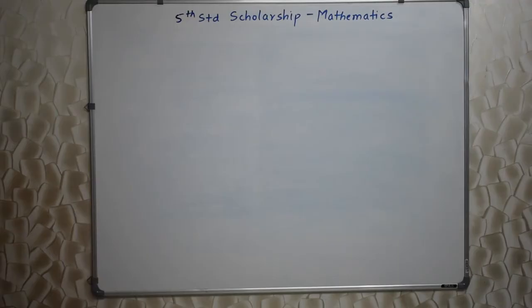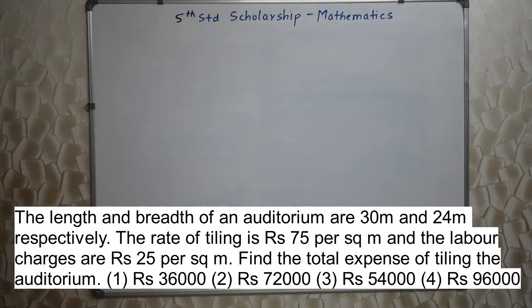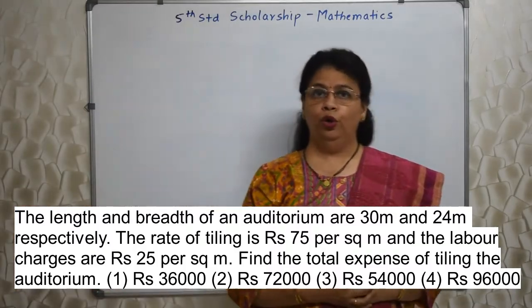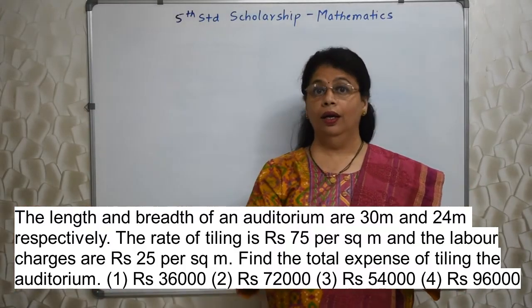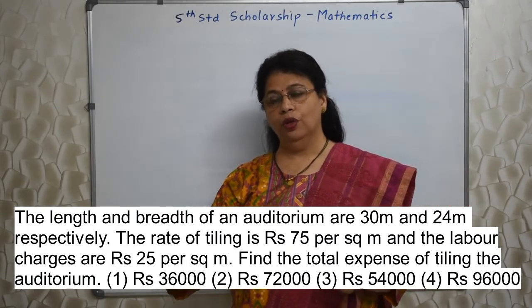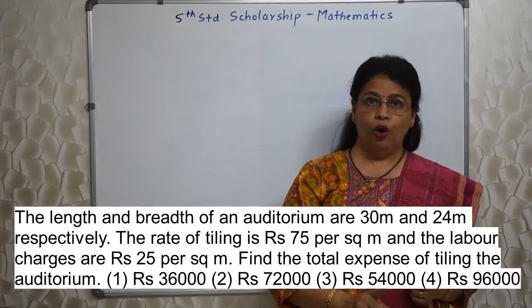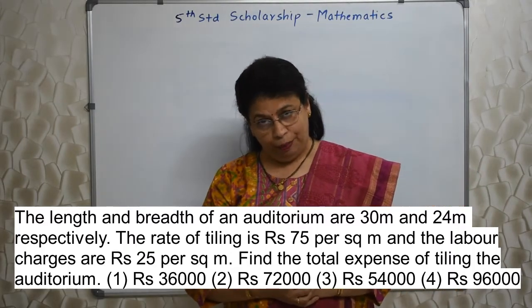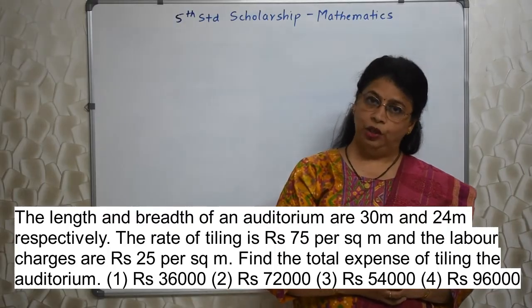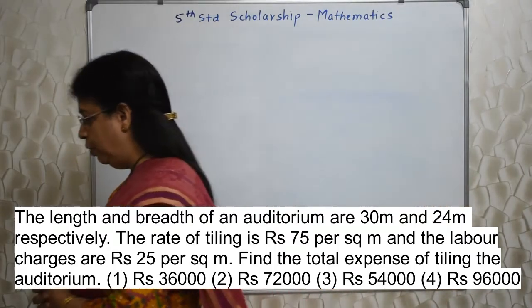Students, read the sum properly. The length and breadth of an auditorium are 30 meter and 24 meter respectively. The rate of tiling is rupees 75 per square meter and the labor charges are rupees 25 per square meter. Find the total expenses of tiling the auditorium. If you want to do tiling or coloring or leveling of a ground, then it is the sum of area. Area is another important chapter, very important from the examination point of view. Okay, so let's go ahead with this particular sum.